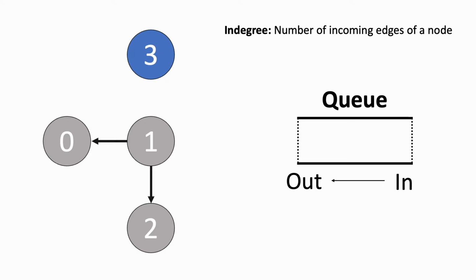We now repeat these steps and look for any nodes that have an in degree of 0 and add them to the queue. We can see that now node 1 has an in degree of 0, so let's add 1 to the queue. Then we'll visit node 1 and delete all outgoing edges. So let's get rid of these two edges.